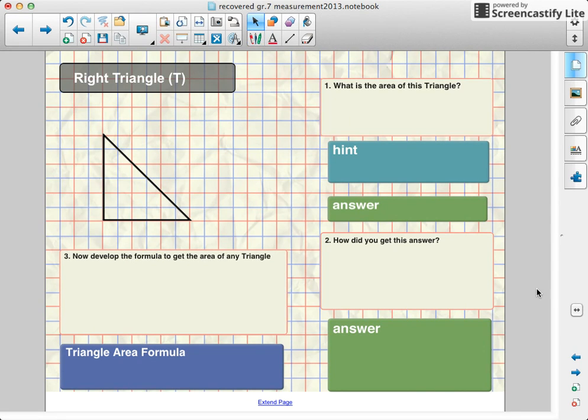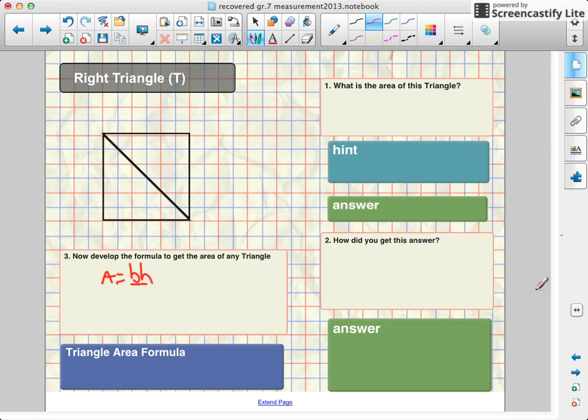A right triangle here, if I were to clone that and spin it, it would make a rectangle, which is just base times height. So that's easy enough. I just go area of my triangle is base times height divided by 2. In this case, it would be 1, 2, 3, 4, 6 times the height of 6 divided by 2, which would give me an area of 18 units squared.